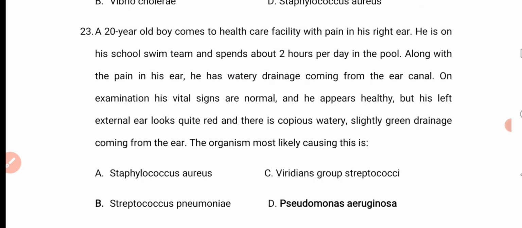So we can identify that the bacteria that usually cause middle ear infection, otitis media, are Strep pneumoniae and H. influenzae. But Pseudomonas aeruginosa causes what? Outer ear infection, which is commonly called swimmer's ear. Okay, so swimmer's ear is caused by Pseudomonas aeruginosa. So the responsible bacteria for this infection is D, Pseudomonas aeruginosa. D is the correct answer.